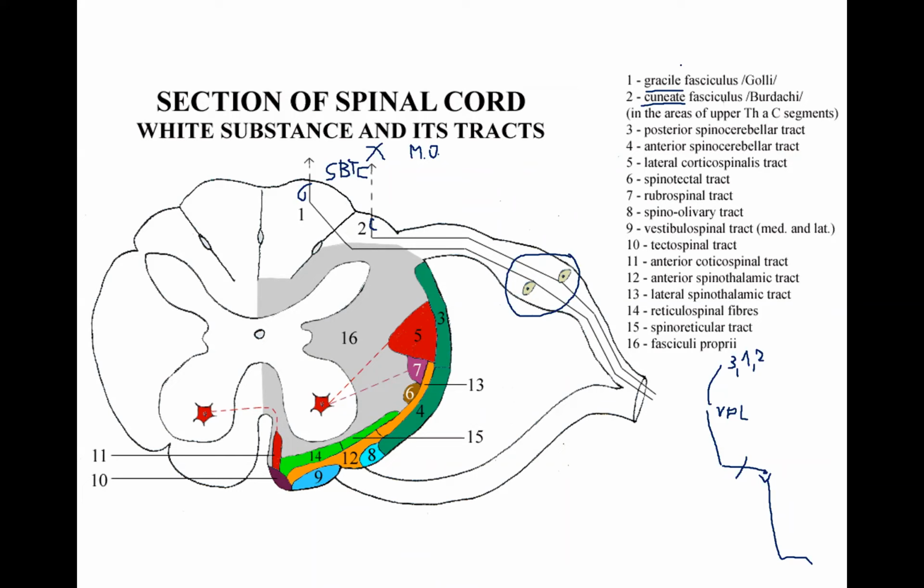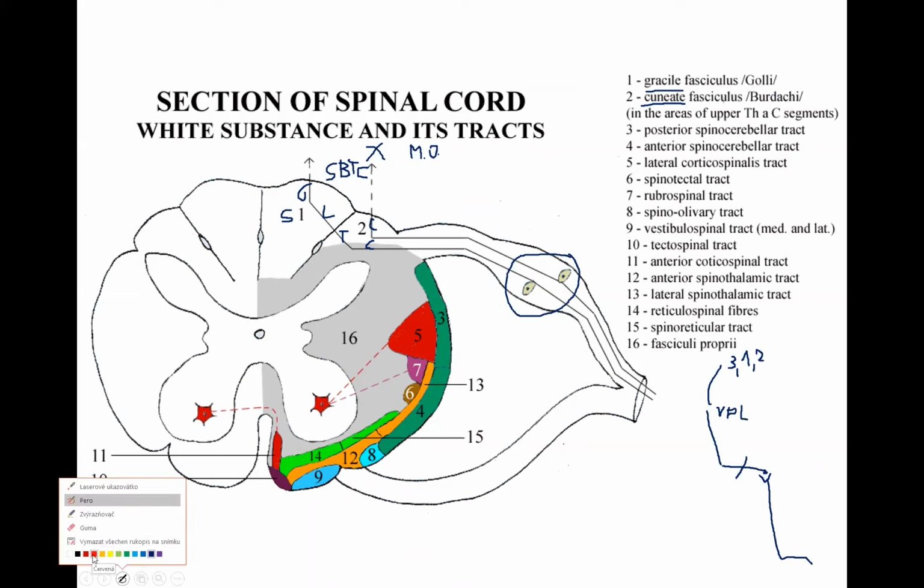So this is the cuneate and gracile, the areas of the spinobulbothalamo-cortical tract. Why do we have two fascicles? The somatotopic organization is like this. In the sacral and lumbar area, you have only the gracile fascicle, and in thoracic and cervical, we already have the cuneate one. Okay.